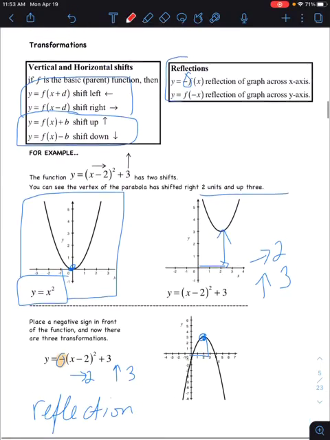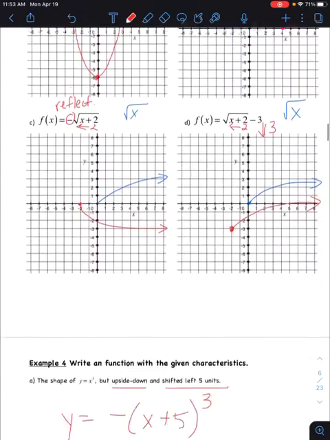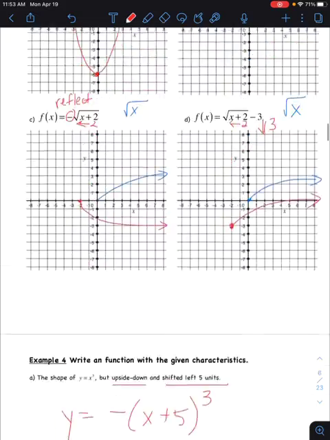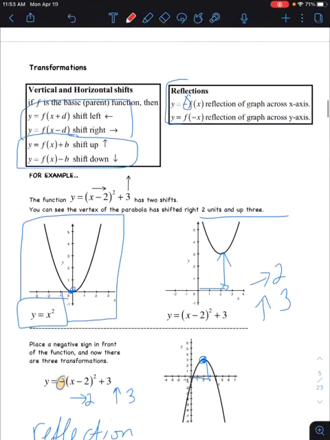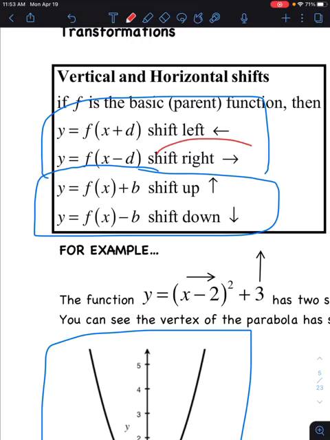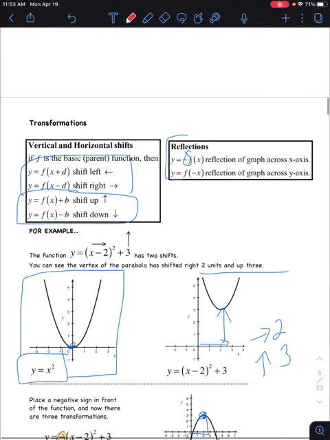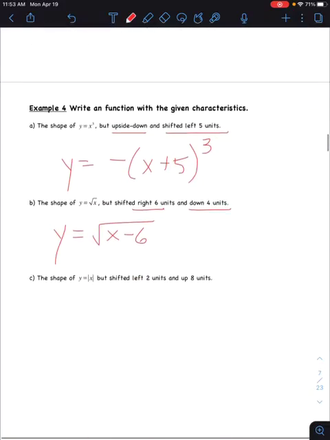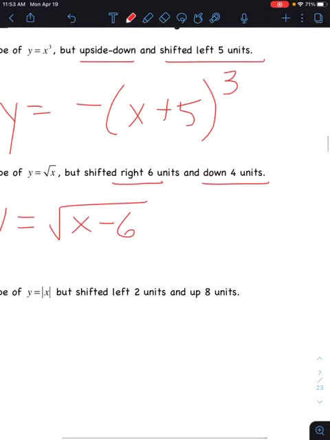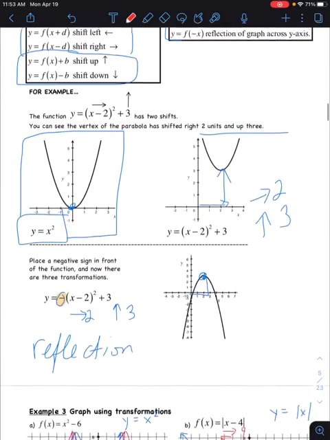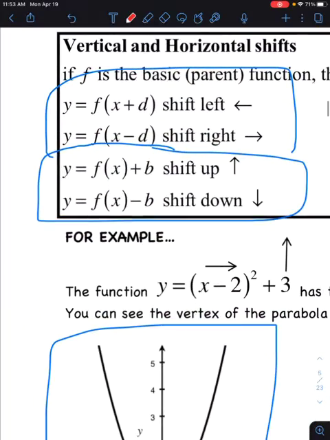How do I know it's minus 6? It said right 6. So if you look up here, right 6 would be that. Notice it shows in parentheses, but we're not going to use parentheses because there's a square root there. So we're going to put that x minus 6 in the square root. And then down 4, again, I can refer back to my notes if I'm confused. And I go down 4, that would be this. So we put a minus 4 at the end.